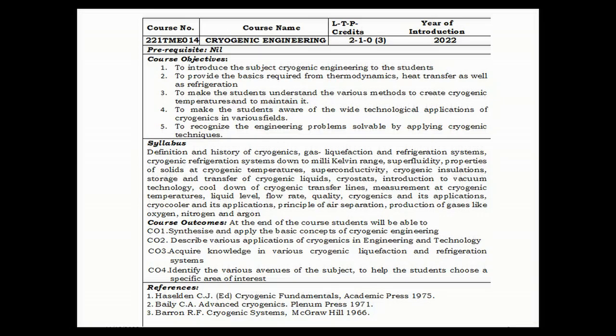Well, there are some reference books, particularly Haselden, G.G., Cryogenic Fundamentals, then C.A. Bailey, Advanced Cryogenics, and then Randall F. Barron, which is Cryogenic Systems. It's one of the very good books, and you can say it is a standard textbook for cryogenic engineering.